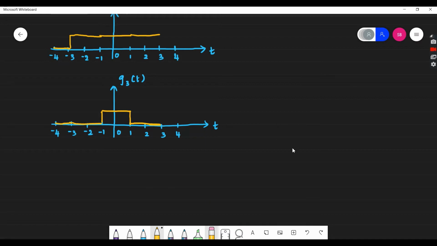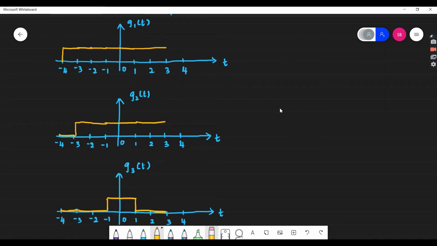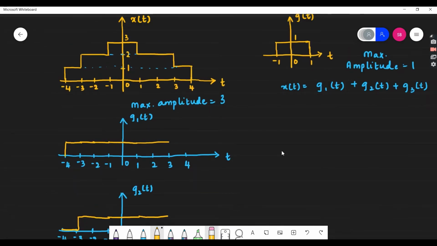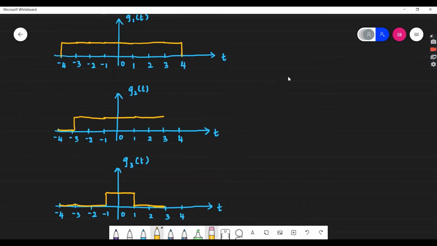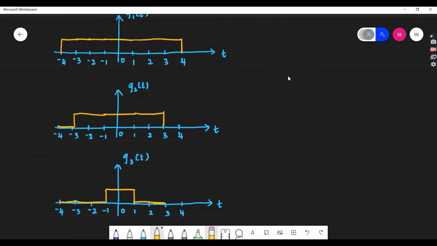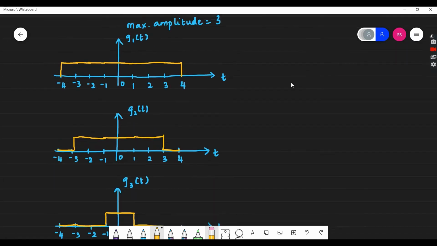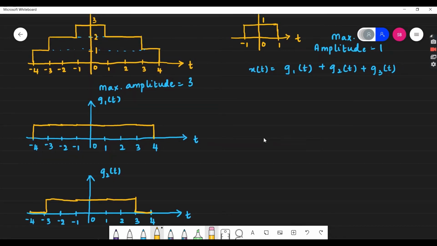Next, from 3 to 4, if I compare it with the original signal, it has an amplitude of 1. So I need only one G of T signal, which I will assume as G1 of T. So from 3 to 4, it is 1, and then it will stop there. All other signals, G2 of T and G3 of T, will be 0. So in total from 3 to 4, I will get 1 plus 0 plus 0, which is equal to 1. So these are the plots which I will obtain for G1 of T, G2 of T and G3 of T. Next, I have to express it in terms of the G of T signal.